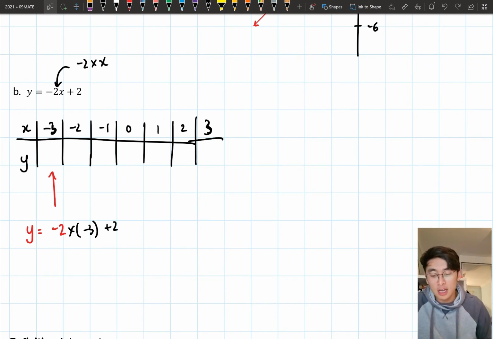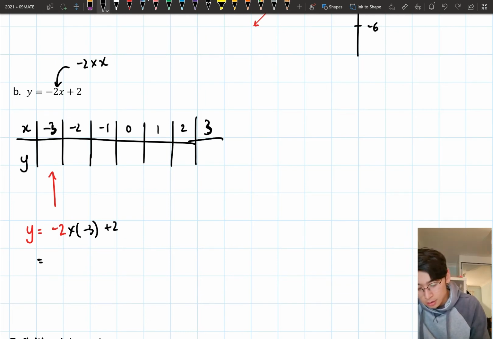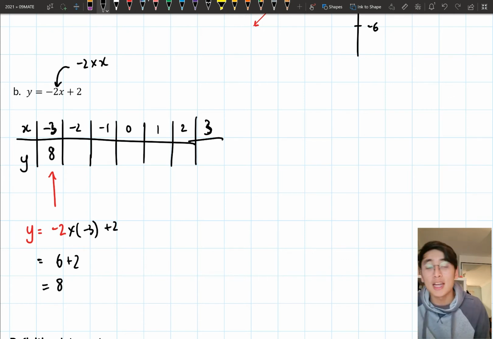So here I've got -2 times -3. Negative times negative makes a positive. And so here we just get 6 plus 2, which gives me 8. So this first one is going to be 8.